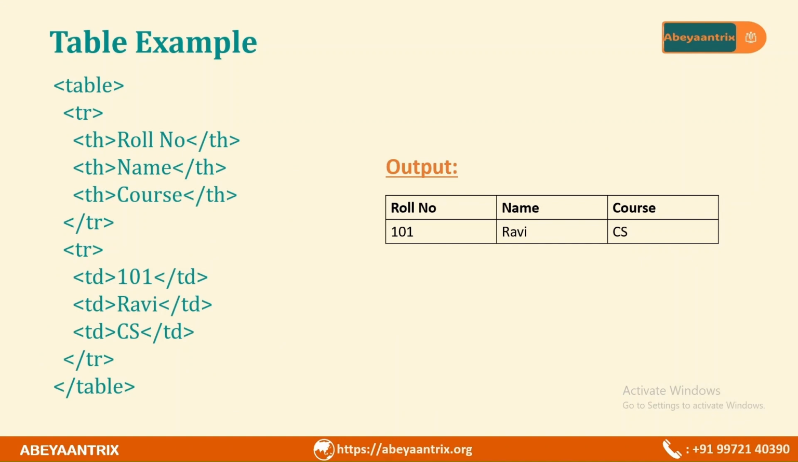Data aligns perfectly under each header: the roll number column has 101, the name column has Ravi, and the course column has CS. This is the basic structure you use for every table. The pattern is simple: open a table, create a row, fill the headers or data. This is how we create tables the proper way. I strongly recommend you pause this video right now and try creating this table yourself in your code editor. Add maybe 2 to 3 more student details along with this table.